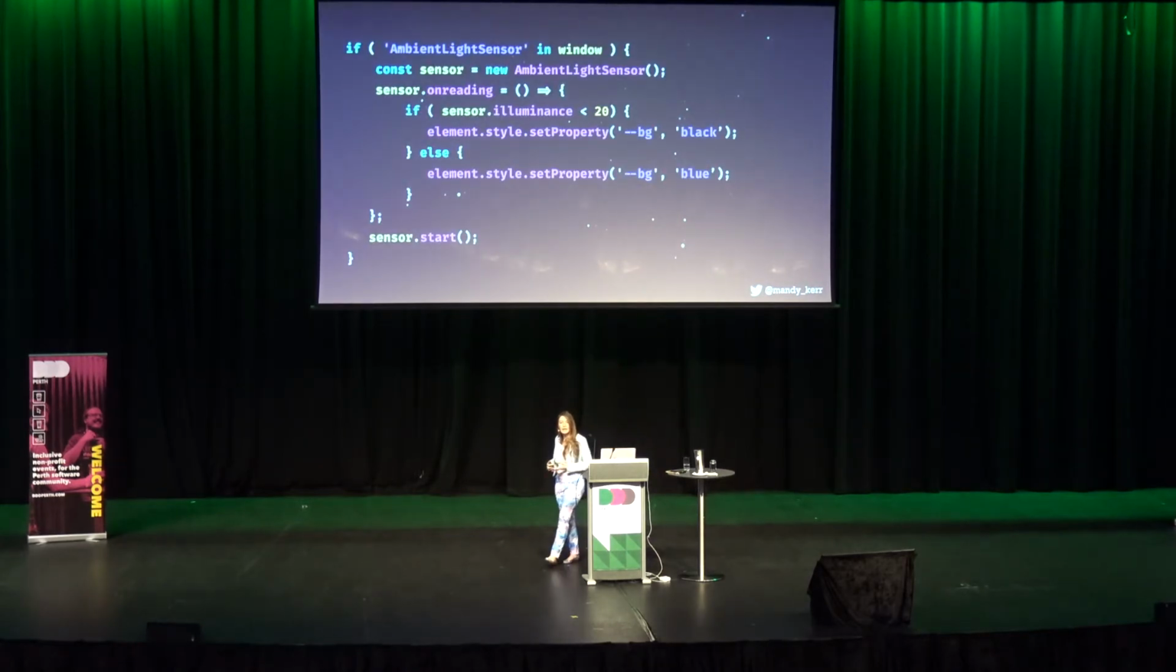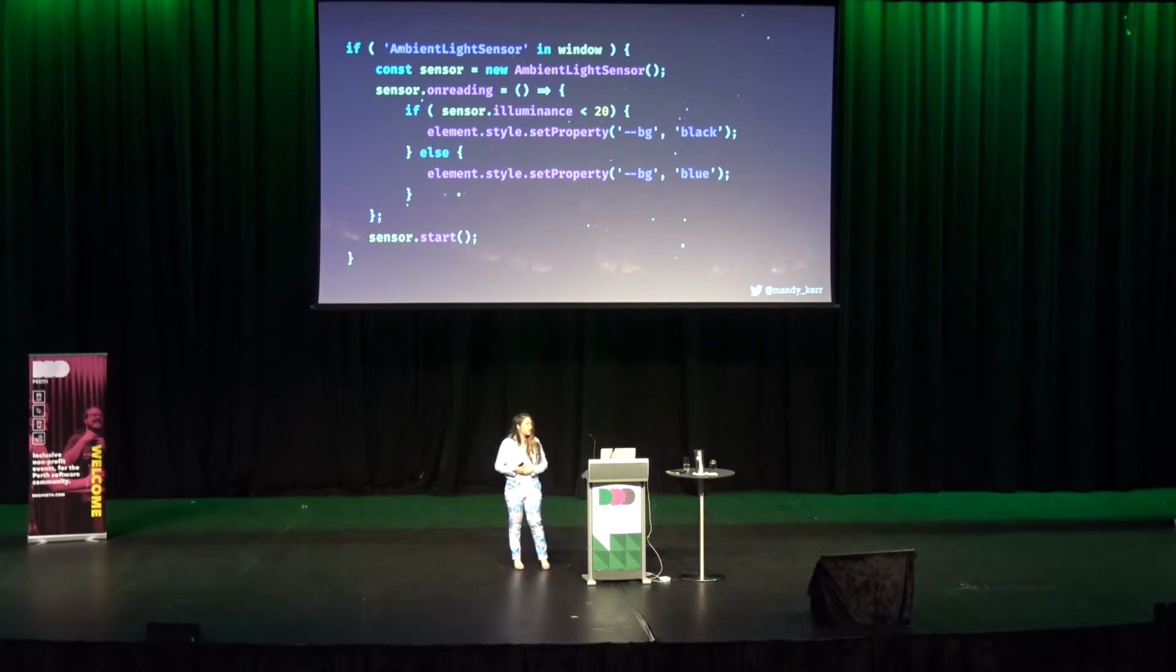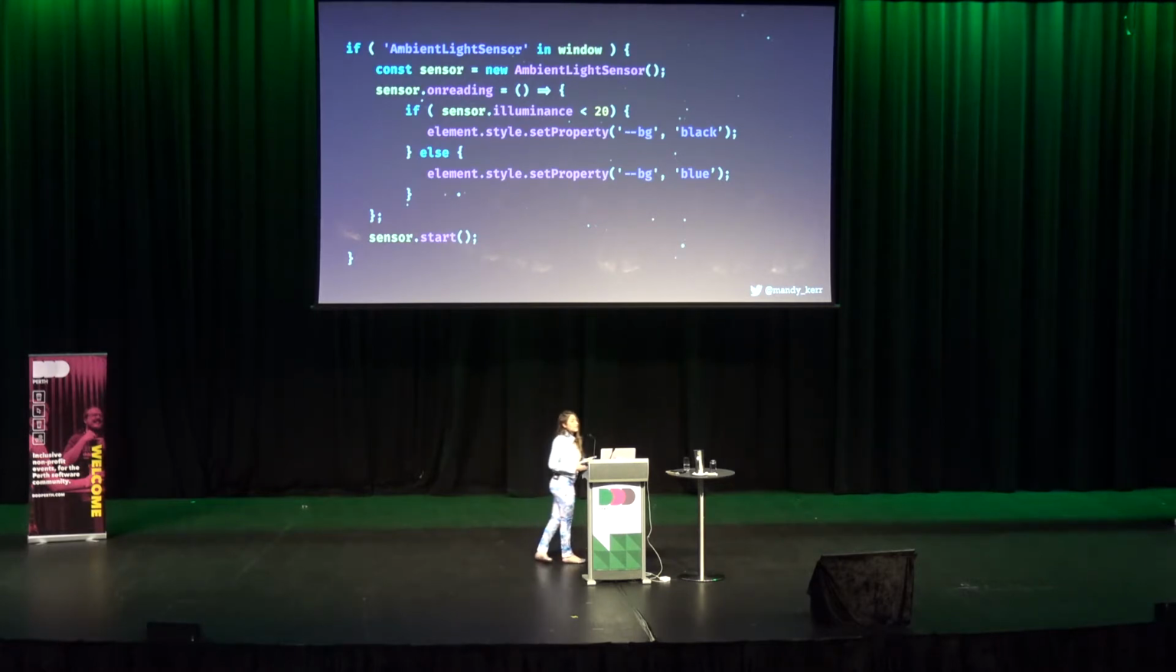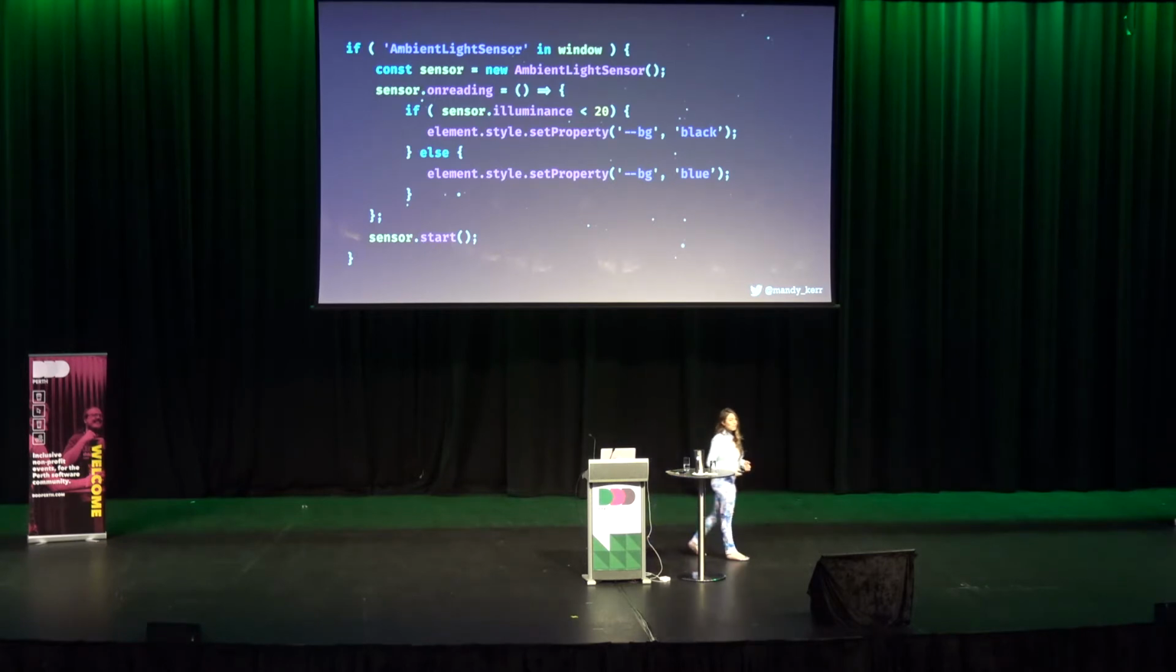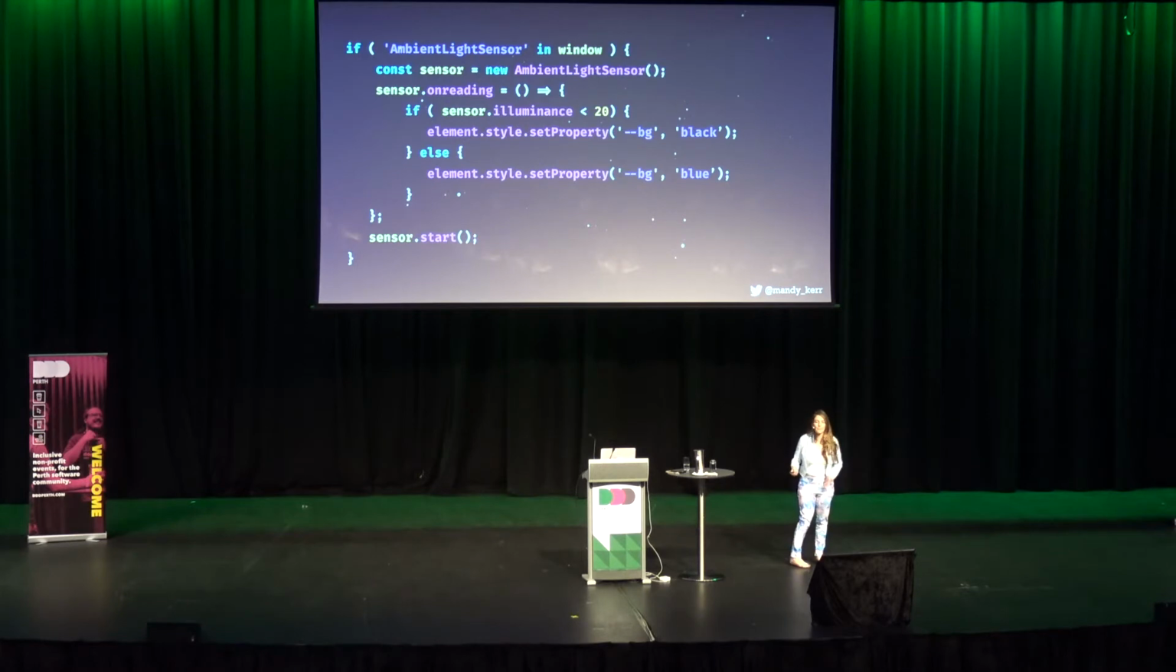This is all the code that we need in order to do something with the ambient light sensor. I'm checking that we have access to ambient light to start with. I'm creating a new instance. I'm looking for a reading. And then if it's less than 20, I'm going to make the background black. If it's more than 20, I'm going to make it blue. That's all we really need to do.